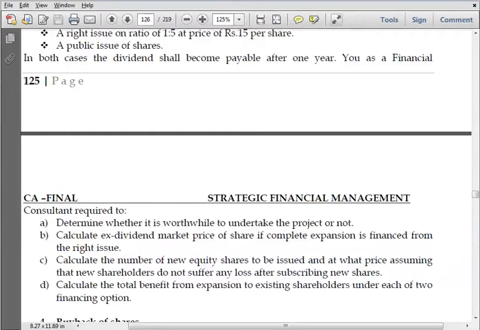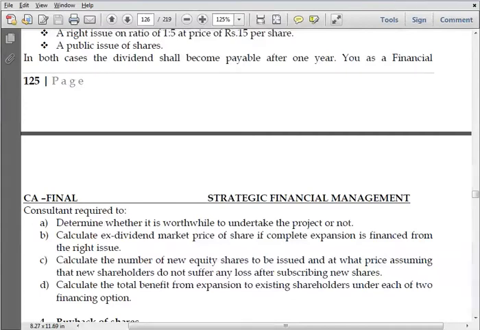So if I'm subscribing to this issue at 100 rupees, after the issue is closed, the price should be 100. Then only I don't suffer any loss. So my objective is that issue price and post issue price should remain same. Any doubts till now?